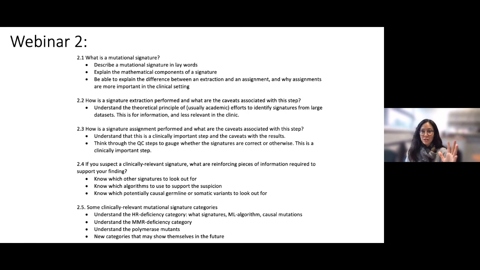You're just going to use those signatures to assign them to your samples. And then I've suggested ways to think about the signature results that you get. Don't just swallow what people give you. Have a little think about whether it fits. Does it fit? If you see something that's clinically relevant, what are the additional things to look out for to help support your suspicion? So that's it.